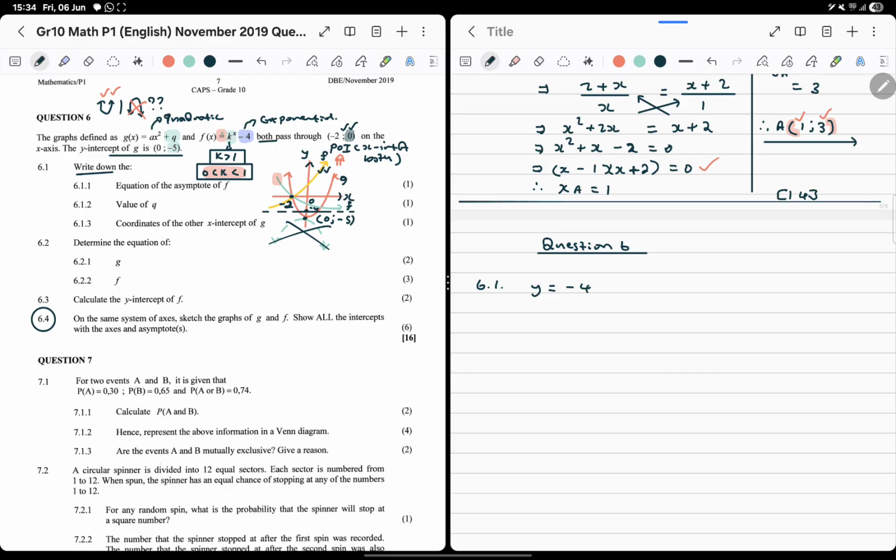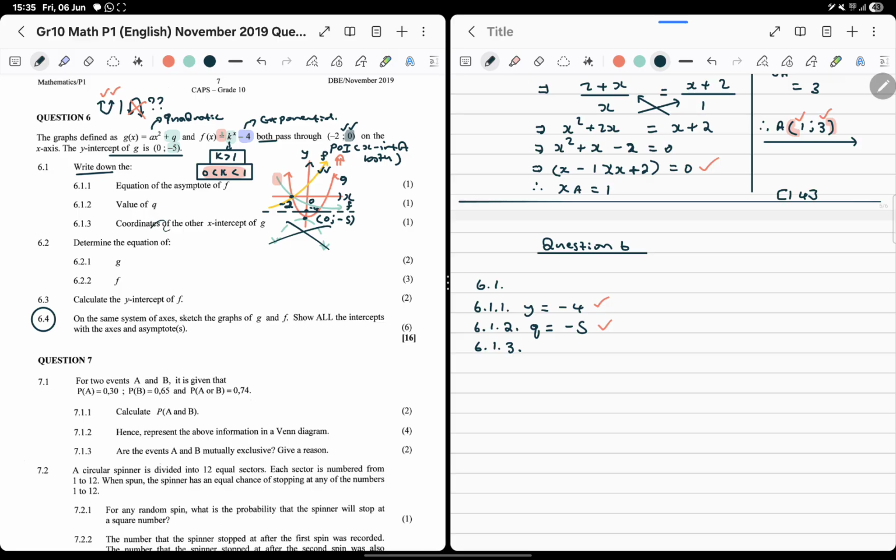So that would be the asymptote. Easy. Just look at the equation and we know what we're looking for. Oh, we're supposed to be down here. Okay, 6.1.2. The value of q. Now, what is the value of q there? It's the y-intercept we saw. We can write q is equal to minus 5. Again, by inspection and understanding how things are related.